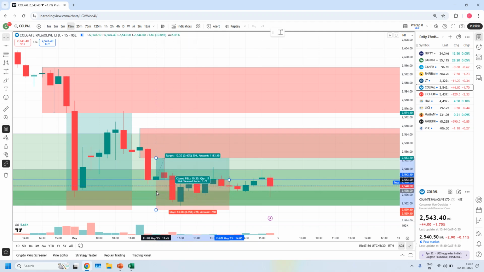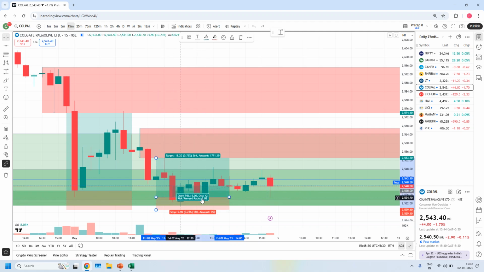Suppose I am planning at the proximal line of this 5-minute zone, what is the RR it is giving? 1:1.7 RR it is giving. But we want 1:3 RR. That's why fine-tune the entry in such a way. I moved this entry down until it gives you 1:3.